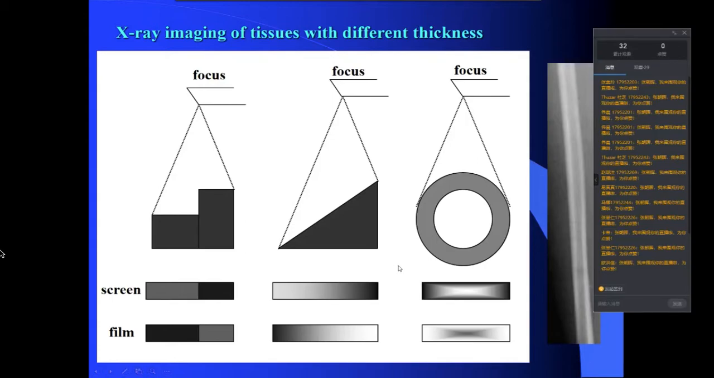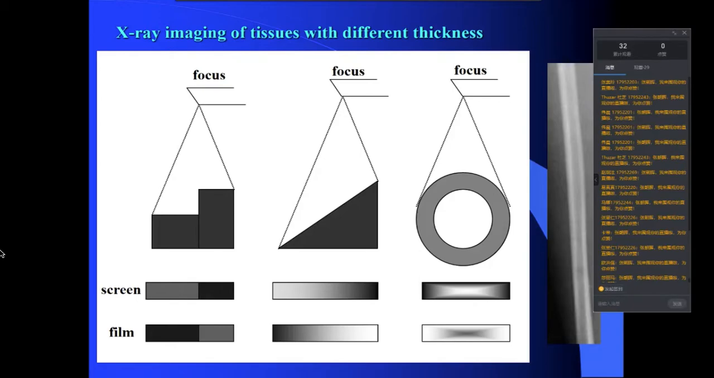And for a hollow cylinder object, its rim is thicker than the center, and therefore its rim looks whiter on the film and darker on the fluorescent screen.